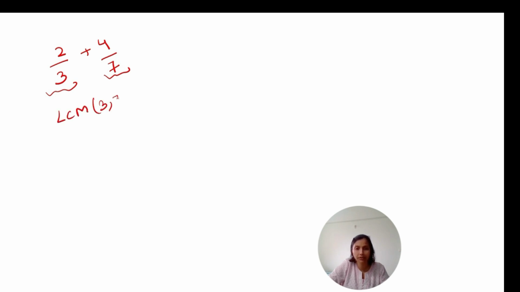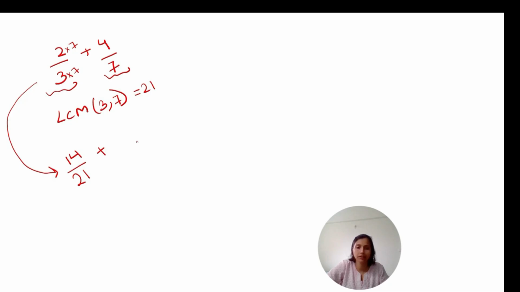Let's see one more example. 2 by 3 plus 4 by 7. In this case, again, the denominators are different. So I need to take the LCM of the denominators, which is 21, and then I need to find the equivalent fractions which have the denominator 21. So for 2 by 3, to get the denominator 21, I need to multiply 3 by 7. So I will also multiply the numerator by 7, so that the value of the fraction does not change.